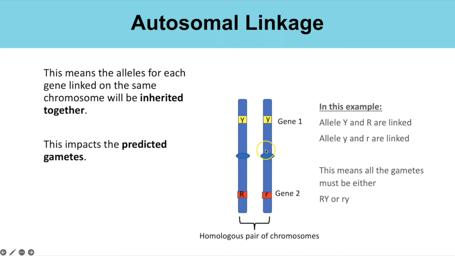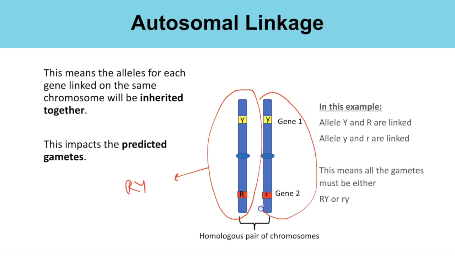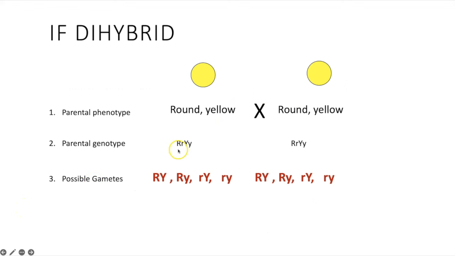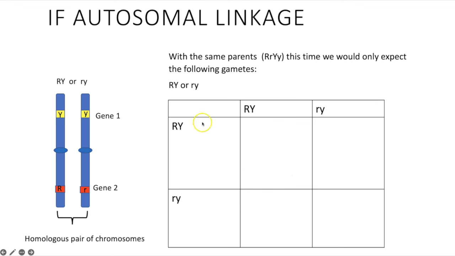And that means we can't actually make 4 possible gametes now. We can only make 2 possible gametes, because in meiosis, when these homologous pairs are separated, this will go on to make 1 gamete, which will have to have the capital R and the capital Y, and this chromosome will go on to make another gamete, which means that one will always have lowercase r and lowercase y. Therefore, these are the only 2 gametes that this parent can make, rather than the 4 possible ones that we looked at initially. So here were the 4 possible ones that we said initially if there was no autosomal linkage. But because there is autosomal linkage, these are the only gametes that the parent can produce.